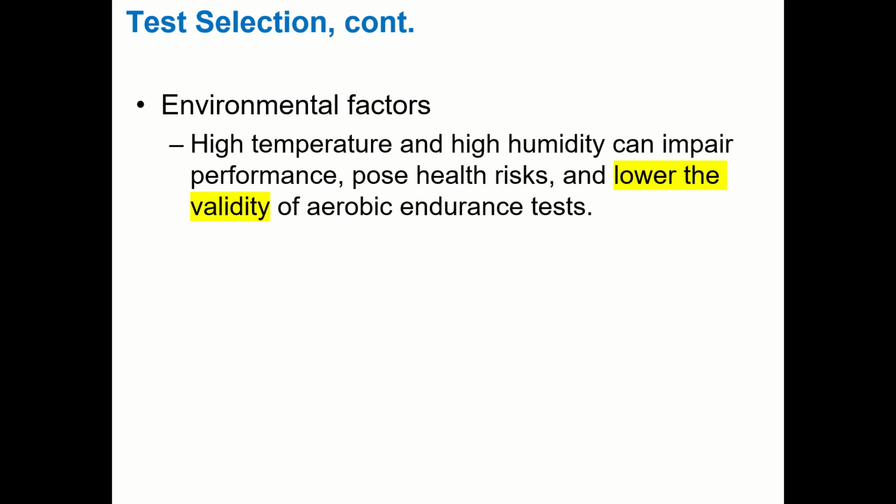So high temperature and high humidity can impair performance, pose health risks, and lower the validity of aerobic endurance tests. So if you're going to have your athletes do the 300-yard shuttle, which is a miserable test to do if you've ever done it, and they do it when it's 105 versus if they do it in like January or something when it is, let's go with 40. Just based on the environment alone, having to deal with the heat versus working out in a fairly cool environment, they're going to perform much better when the environment is cooler. And so if you do that test, let's stick with that example.